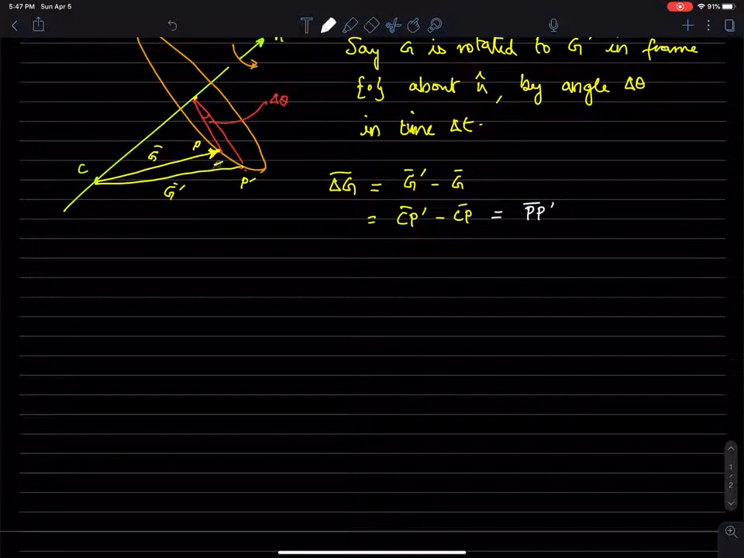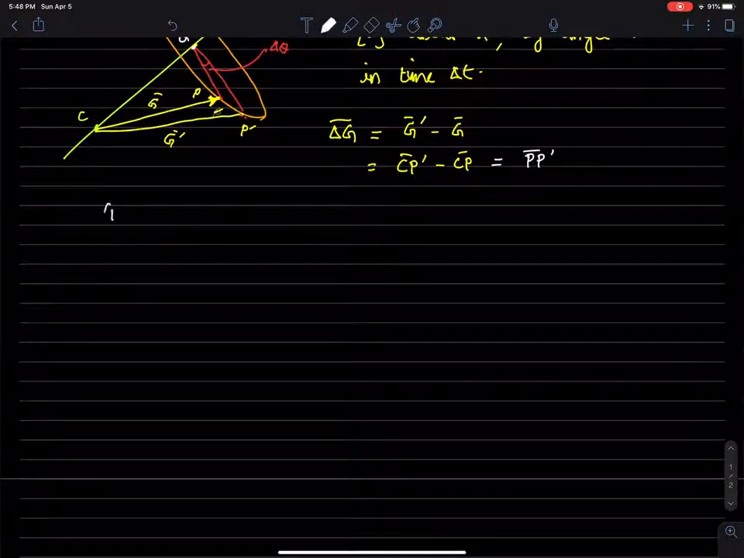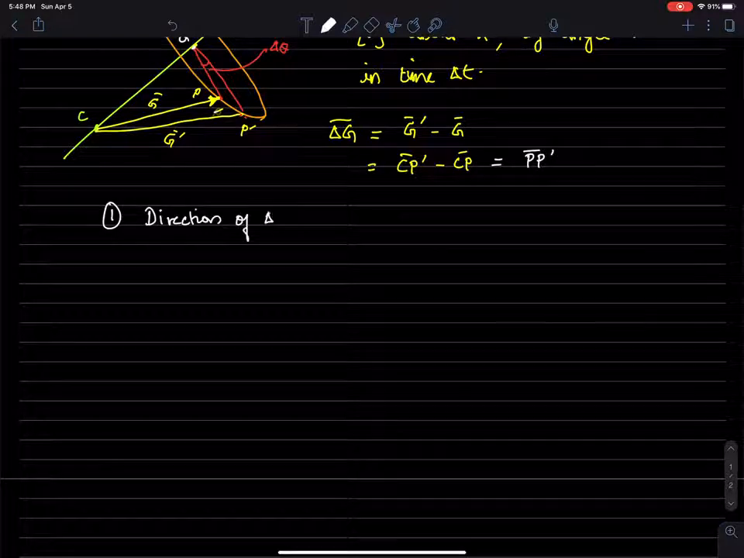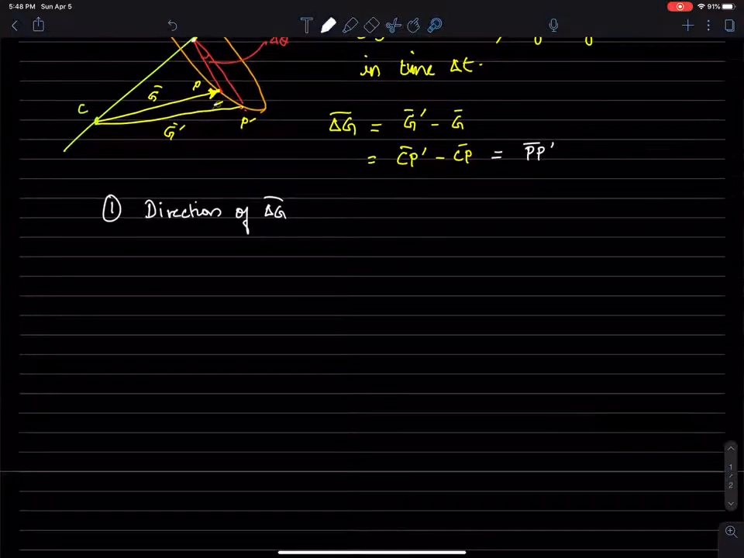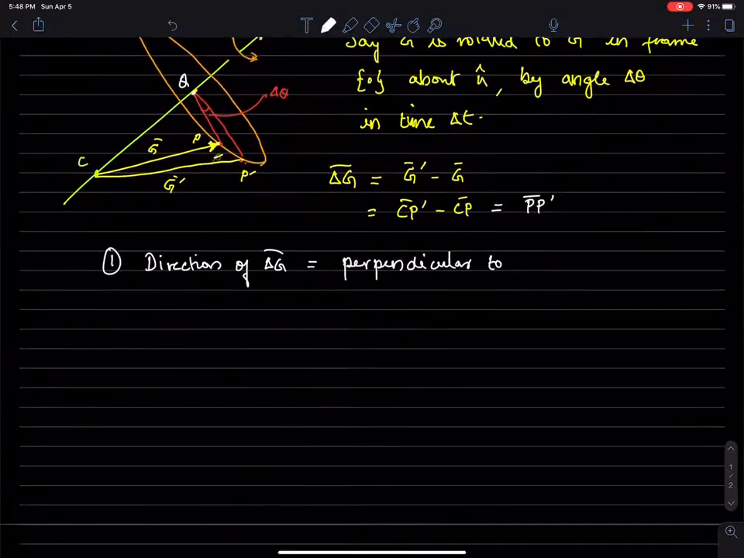Now what is that equal to? Let's call this point Q. The first property is that the direction of delta G, this vector, is, by definition, perpendicular to QP because it's rotating about this axis and sort of rotating in a circle.